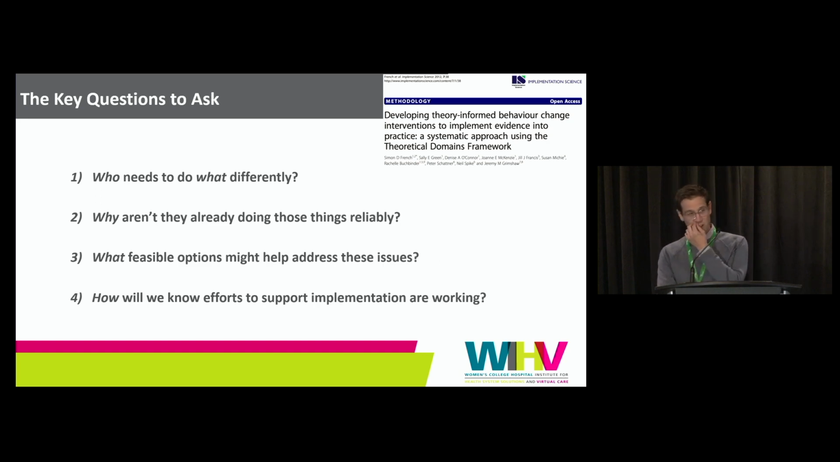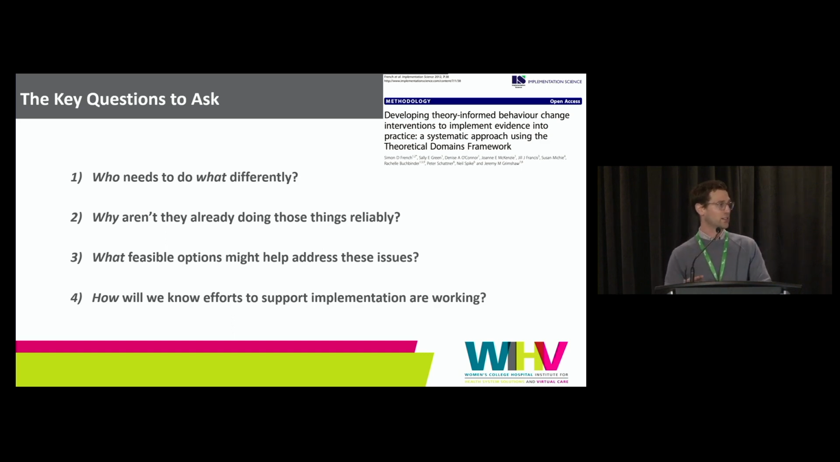When we go to advanced science around implementation, we need to ask arguably 4 questions. This was laid out by my friend Simon French. It's perfect for me as a family doc because it's basically implementation science for dummies. And so it asks these 4 questions.